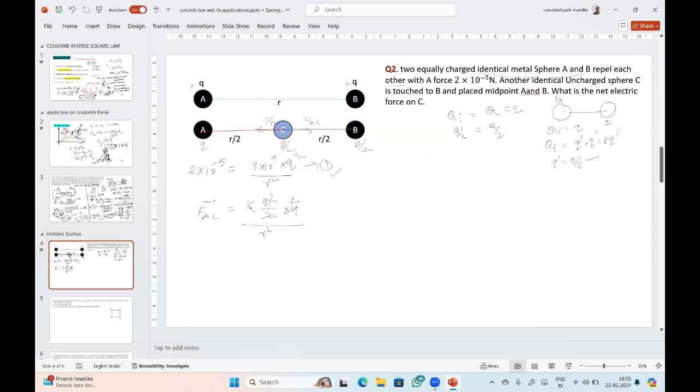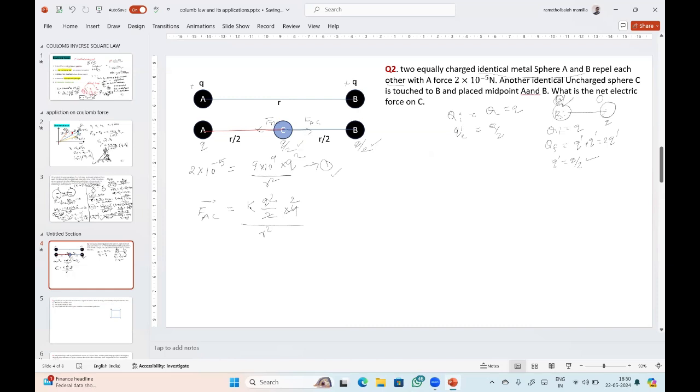Now what happened? Another identical uncharged sphere C is touched to B. So now B and C are touched. B already has charge Q, and C has zero charge, uncharged. Now these two are touching and then separated and placed at the midpoint, that is R by 2 distance. That means the charges on B and C will be Q by 2 and Q by 2. Already yesterday we have completed this.